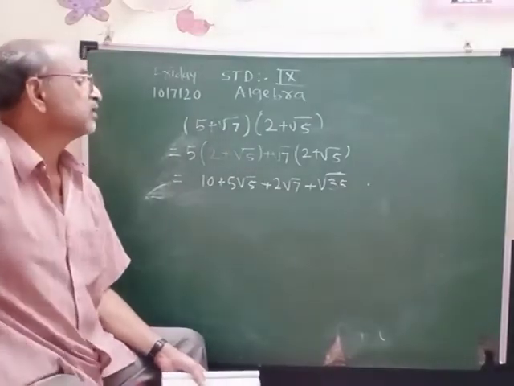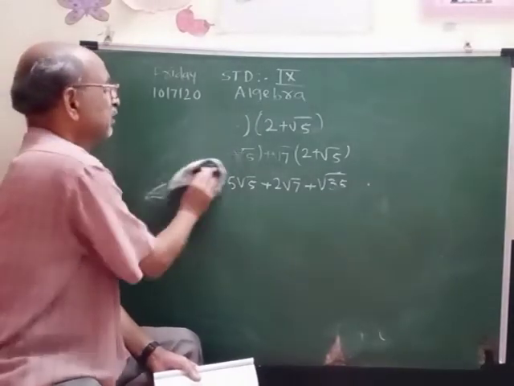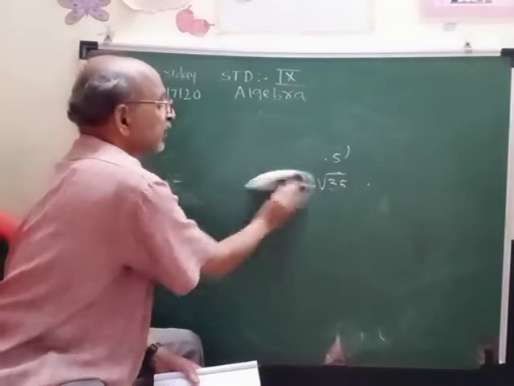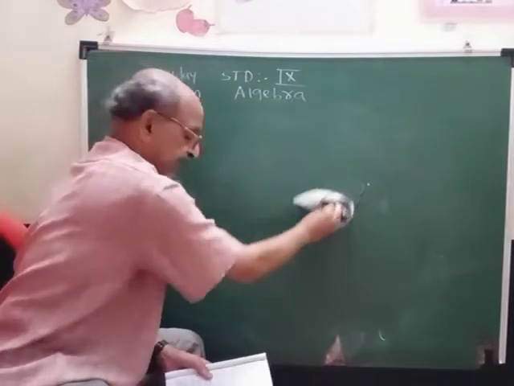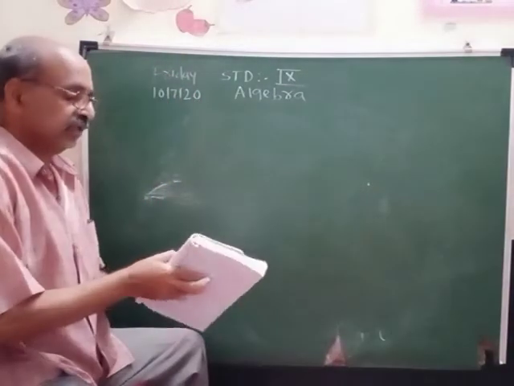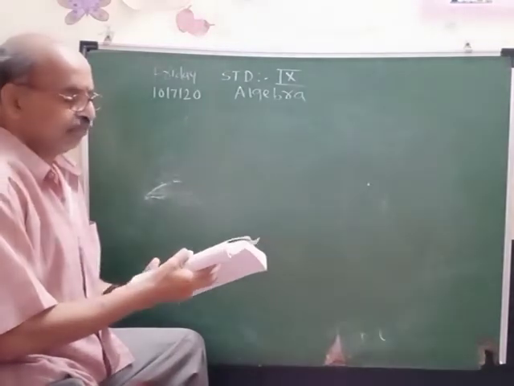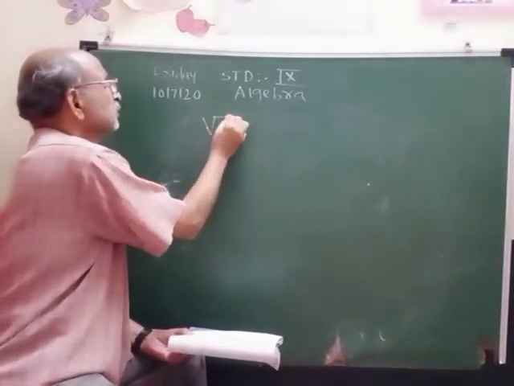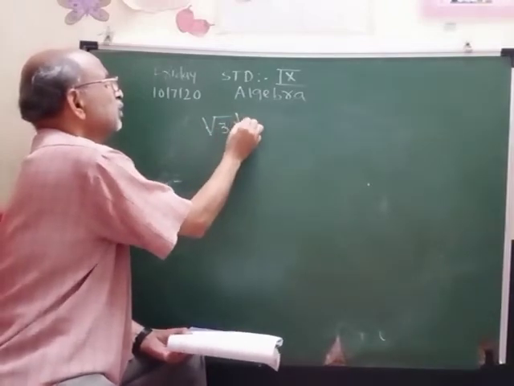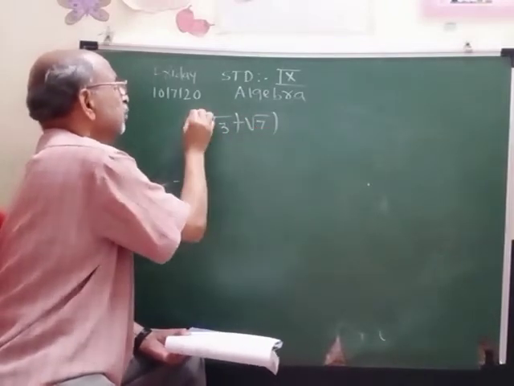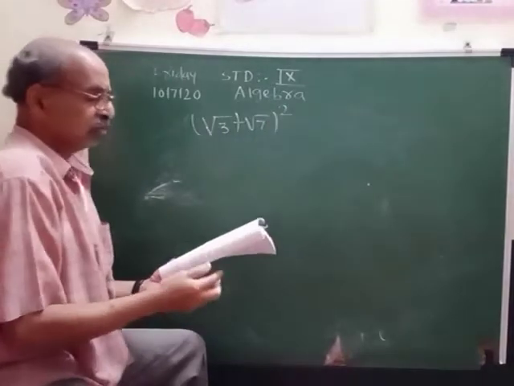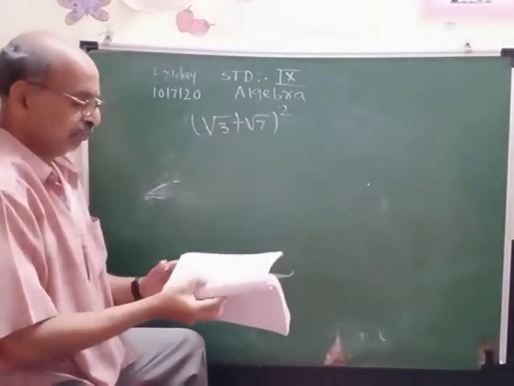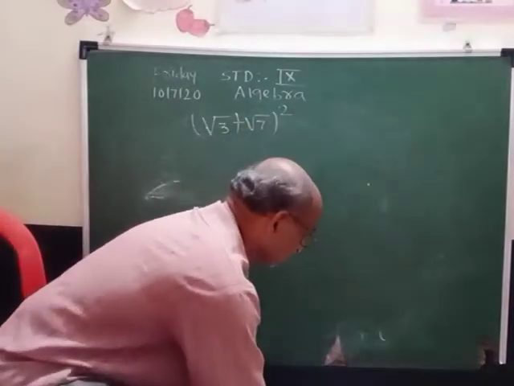Now we see next where the like terms are coming, so you can understand how to add or subtract the given like terms in the example. Now next we see root 3 plus root 7, bracket square. Now we'll try to solve this.